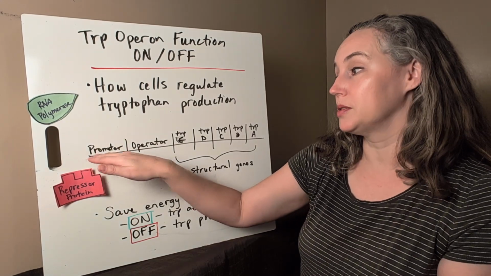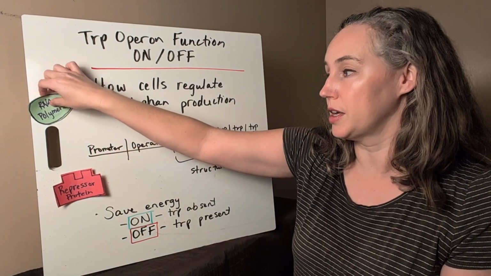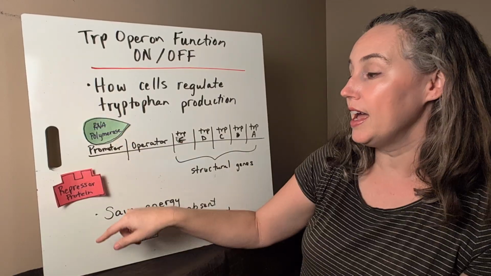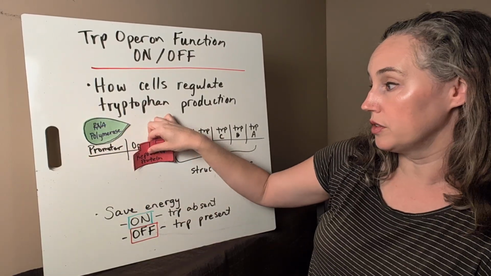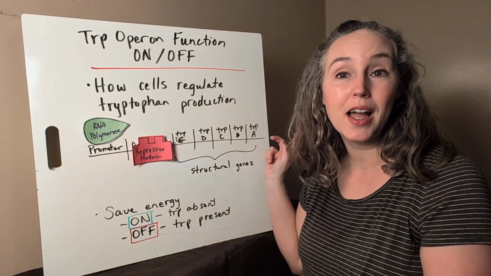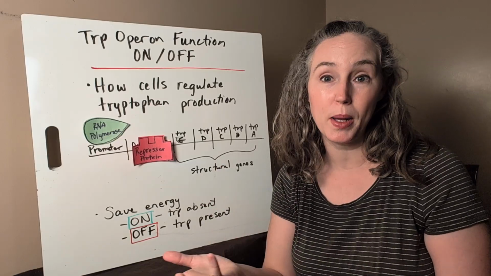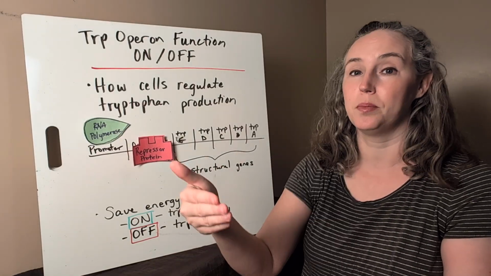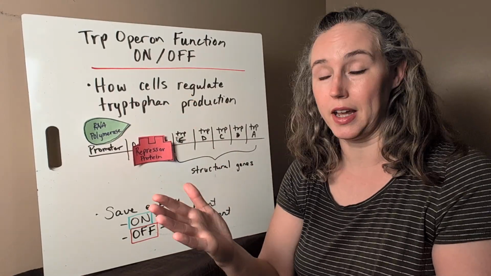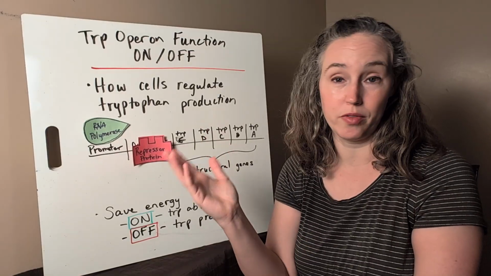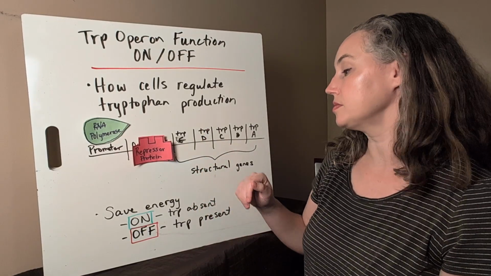The Trp Operon is made of a promoter, where RNA polymerase binds, and an operator, which is where the repressor protein binds, and then 5 structural genes that will make the polypeptides needed to actually make the amino acid tryptophan, which is necessary for the building of all proteins.